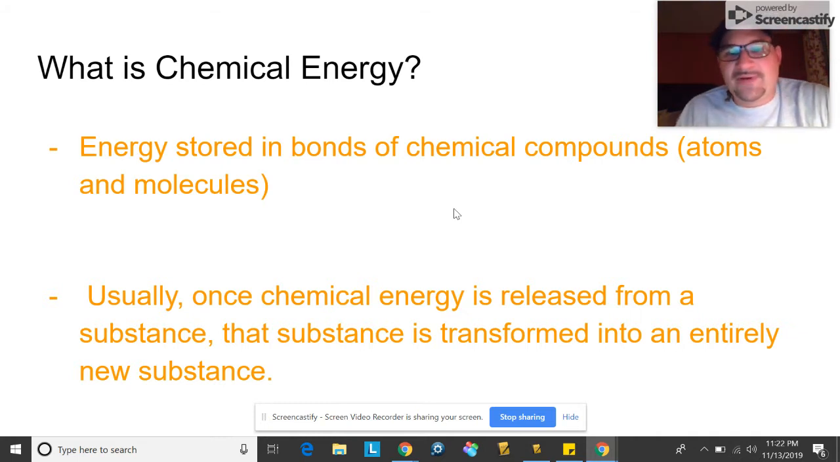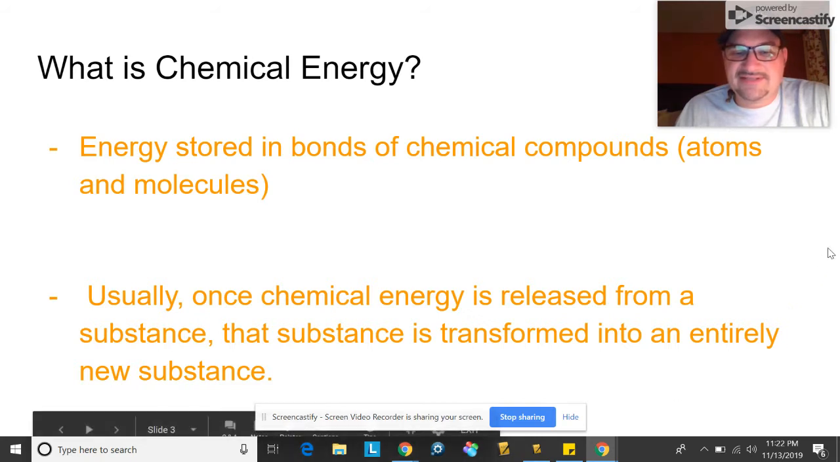Energy stored in bonds of chemical compounds. Those are atoms and molecules. Atoms are individual elements as they break down, and the molecules are multiple atoms together, whether the same compound or a chemical compound. Usually, once chemical energy is released from a substance, that substance is transformed to an entirely new substance.